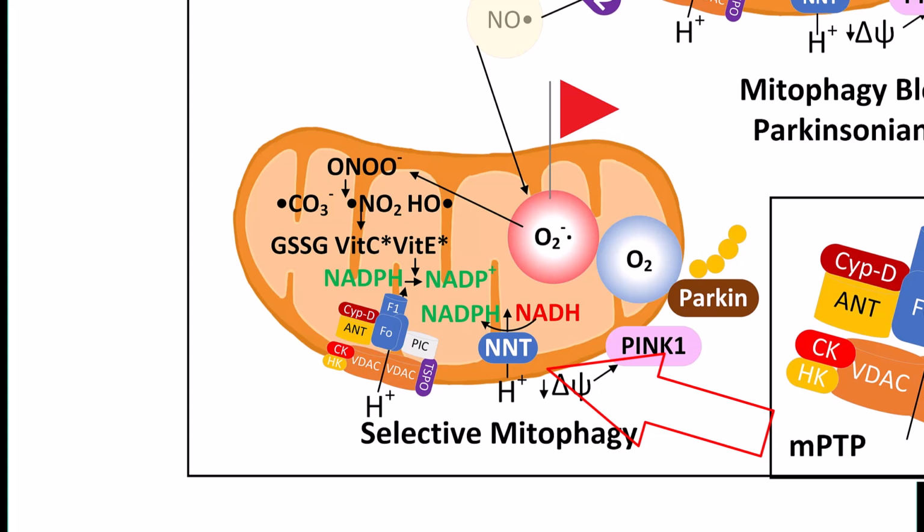NNT also transfers one hydrogen or proton across the inner mitochondrial membrane, reducing the delta psi or proton gradient. Once the proton gradient is lost, PINK1 is activated. Thus, mitophagy is triggered by the nitric oxide reaction with superoxide sentinel molecules. I am going to end the video here.